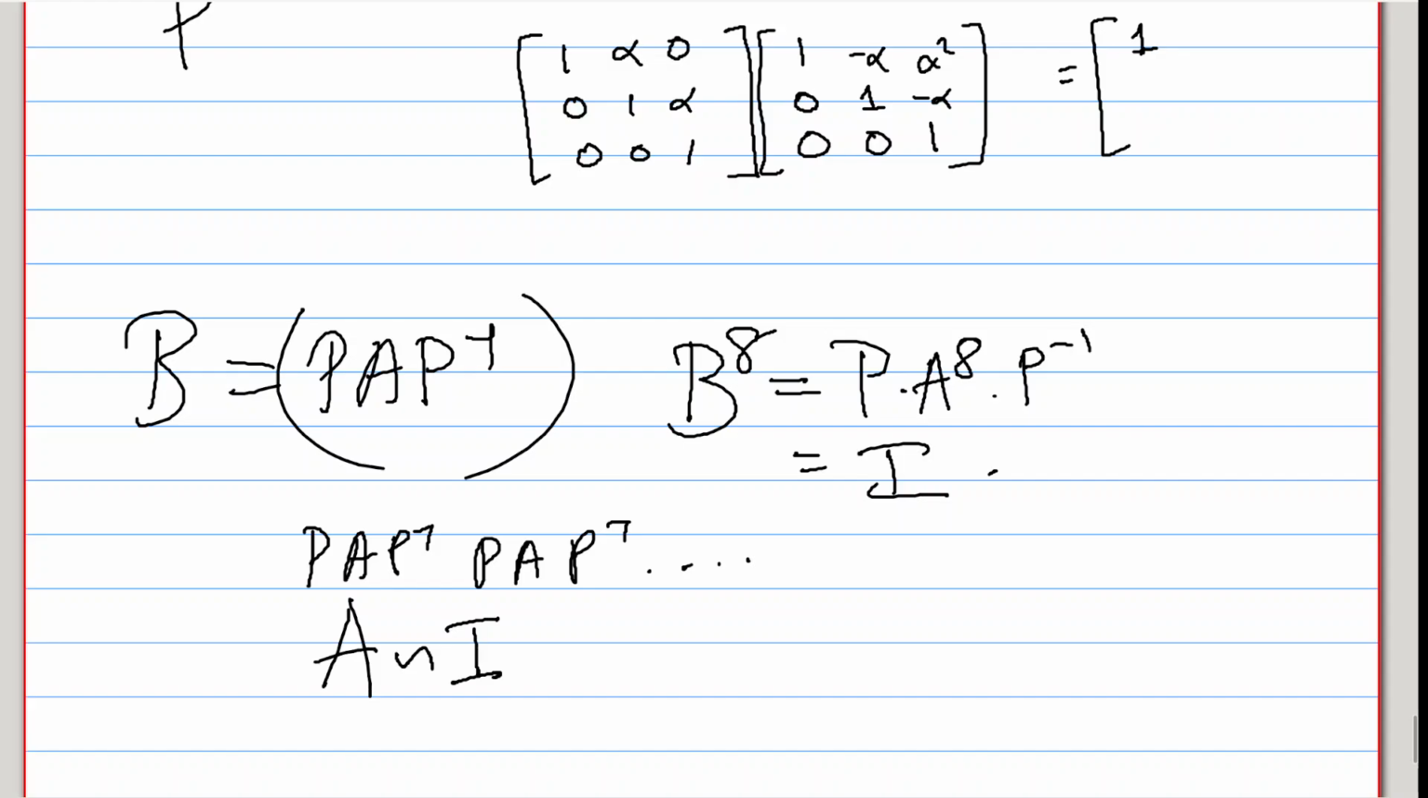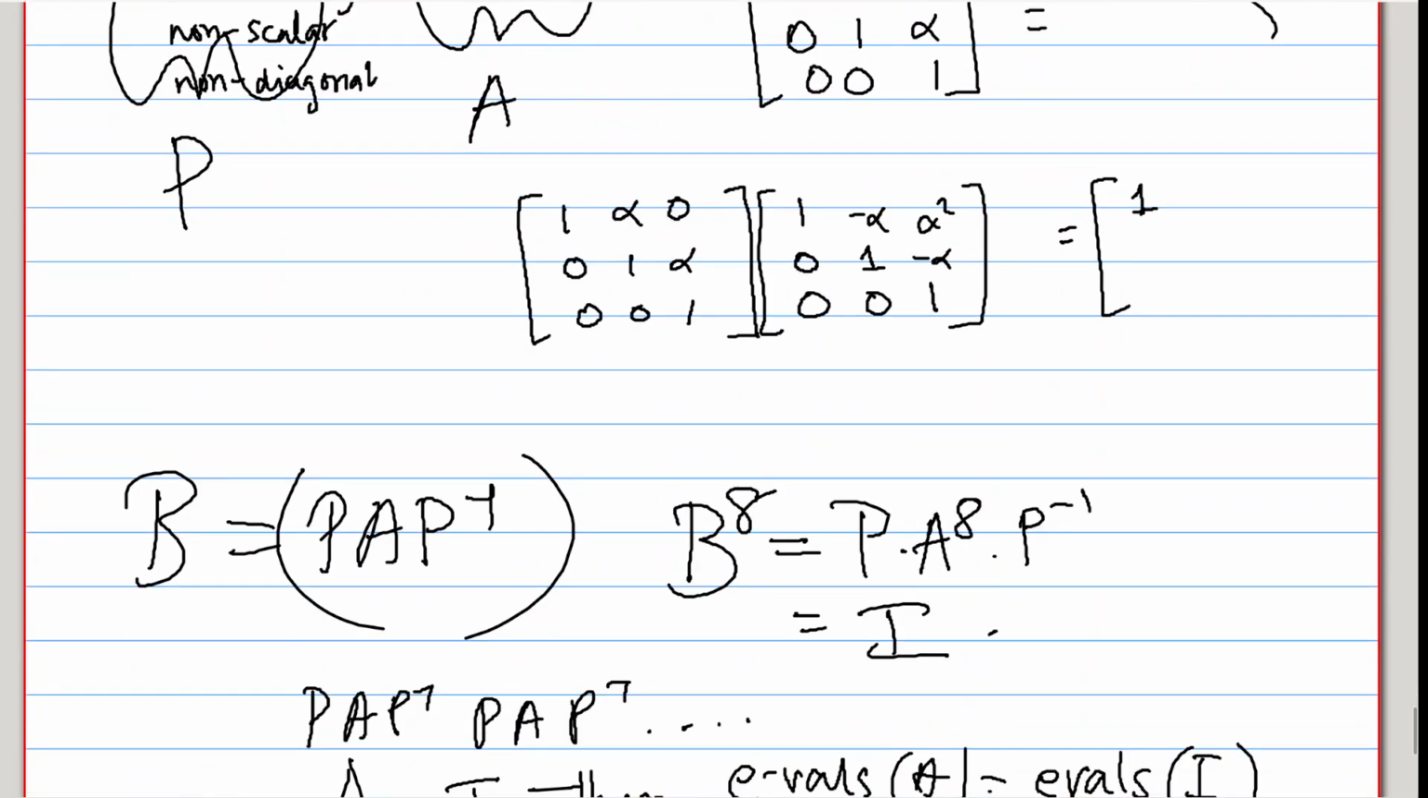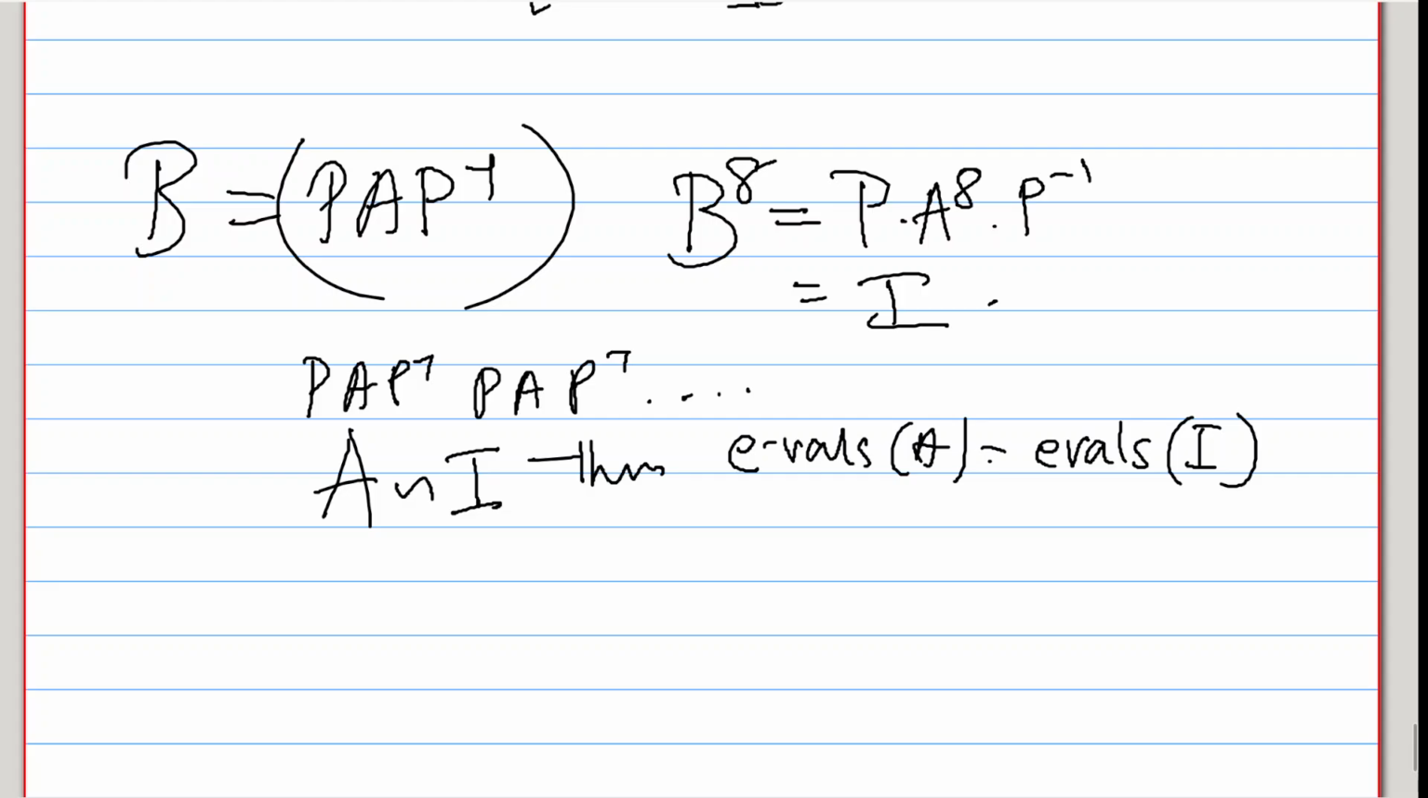But minus 1 is an eigenvalue of A, and minus 1 is not an eigenvalue of I. That means A is not similar to I. Is this okay? Okay, that's it.